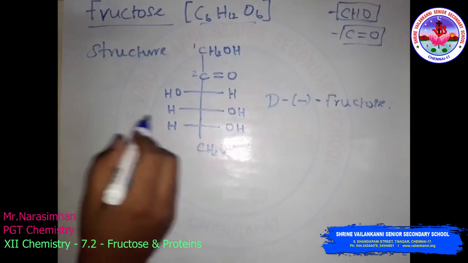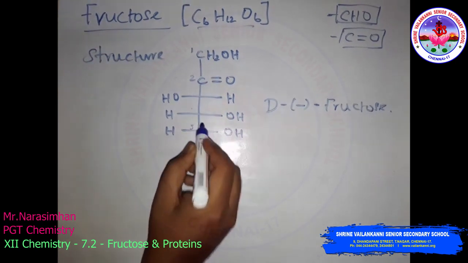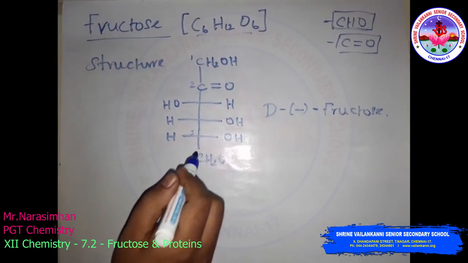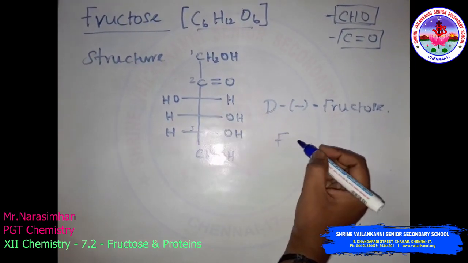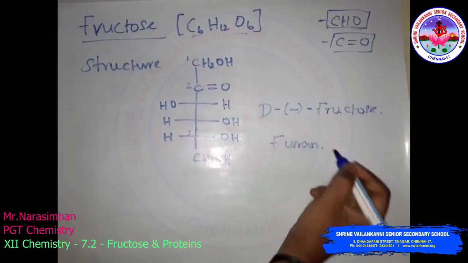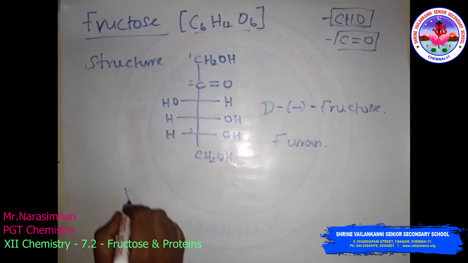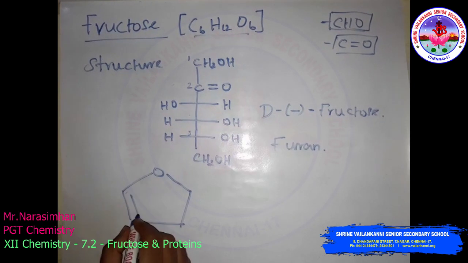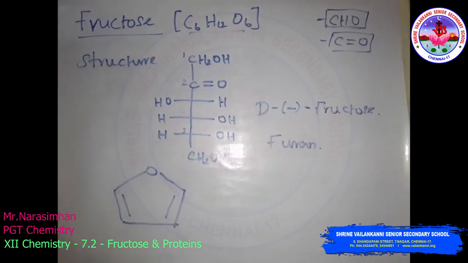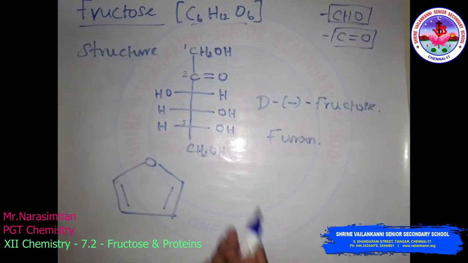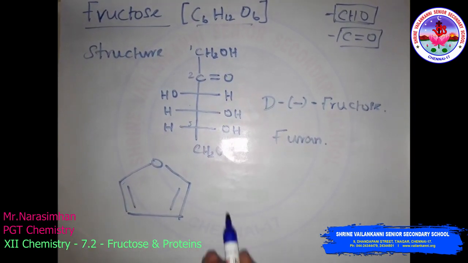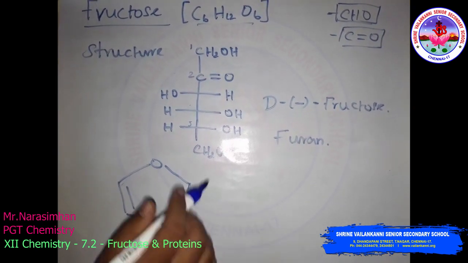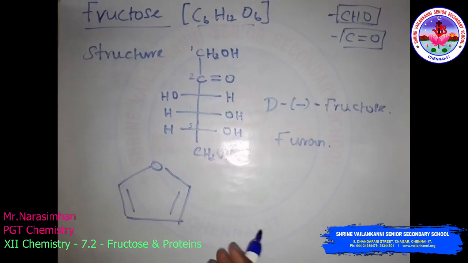Here the ring has carbons 2, 3, 4, 5, a 5-membered ring. The ring is called a furanose structure, coming from furan. The furan structure is like this. Glucose comes from the pyran structure, which is pyranose. Furan is a 5-membered cyclic compound with 1 oxygen atom and 4 carbon atoms.